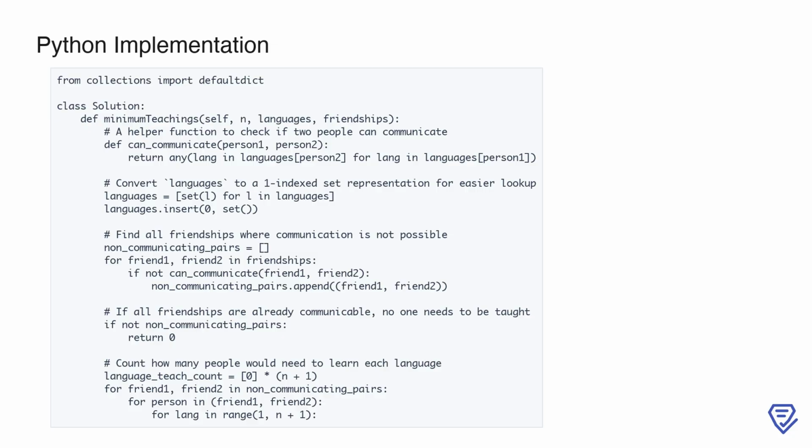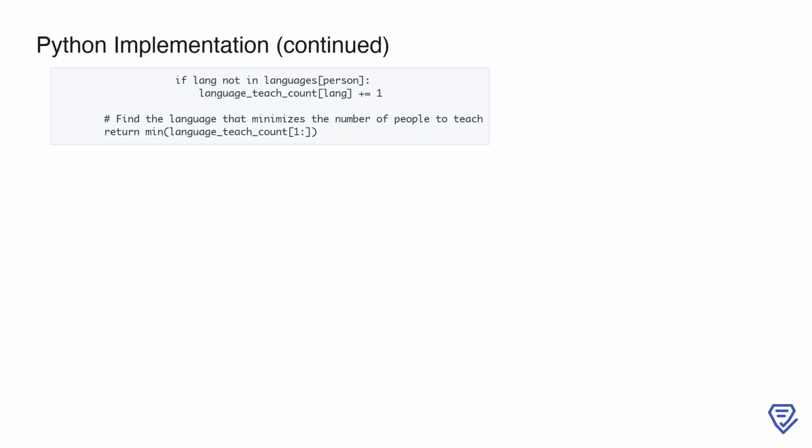Finally, we initialize a list called language_teach_count, where each index corresponds to the count of people who would need to learn that specific language. The next step is to calculate how many people need to learn each language to resolve the non-communicating friendships. For each non-communicating pair, we iterate over both individuals and check for each language from 1 to n. If a person doesn't already know the language, we increment the count for that language in language_teach_count. This represents the potential number of people who need to be taught that language in order to eliminate communication barriers.